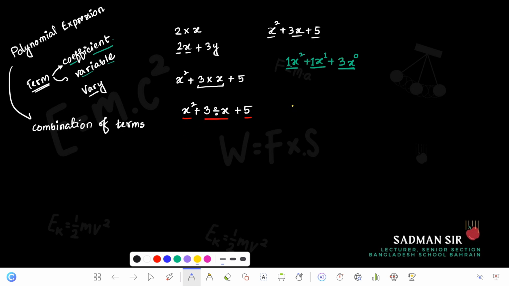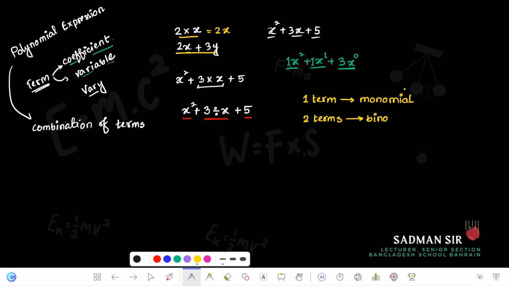If we have only one term, like for example 2 into x, this is 2x, right? If in a polynomial there is only one term, then it has a special name called monomial, because mono means once. And if there are two terms, like 2x plus 3y, then it is called a binomial.